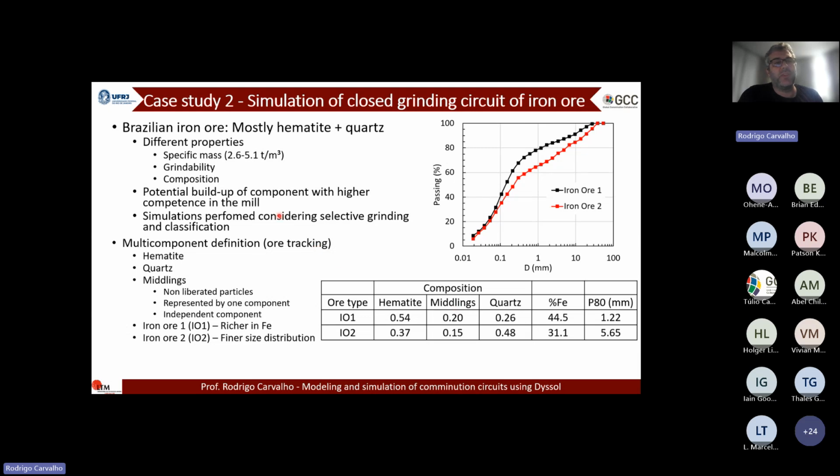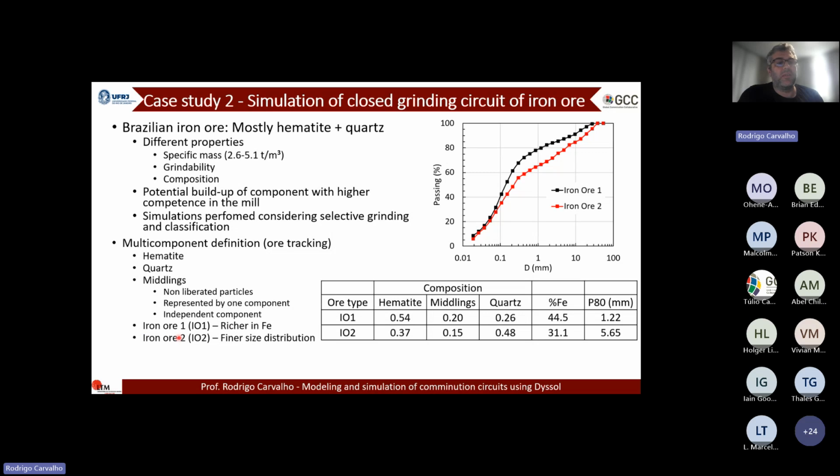So we wanted to evaluate the potential buildup of the components with the higher competence in the mill. Really perform the simulation of this closed circuit operation, considering the possibility of selective grinding. So each component has its own selection function, its own breakage rates, and also the classifier operating based on the density. So for that, we define the multi-component iron ore composed of hematite, quartz, and middling, which represents the non-liberated particles. We just grouped those non-liberated particles in a single component here.